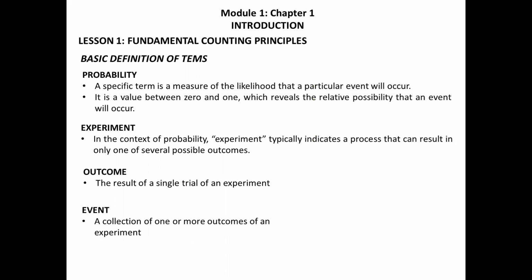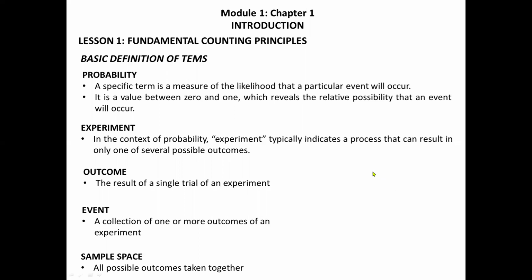Okay, Duway, please read the definition of event. Event: a collection of one or more outcomes of an experiment. So that's true. In an event, definitely there is a collection of one or many outcomes. Okay, so let's proceed.